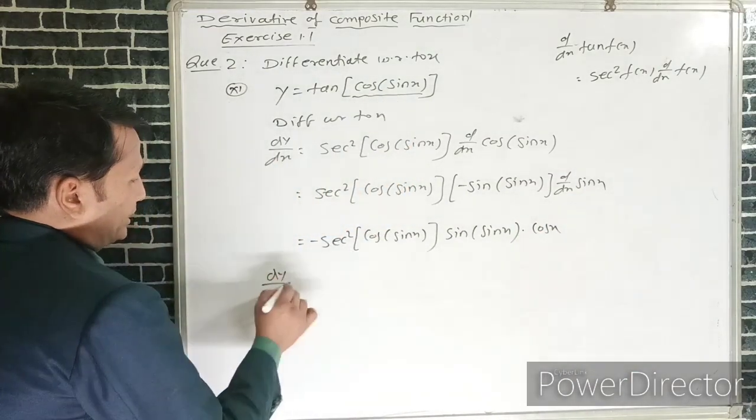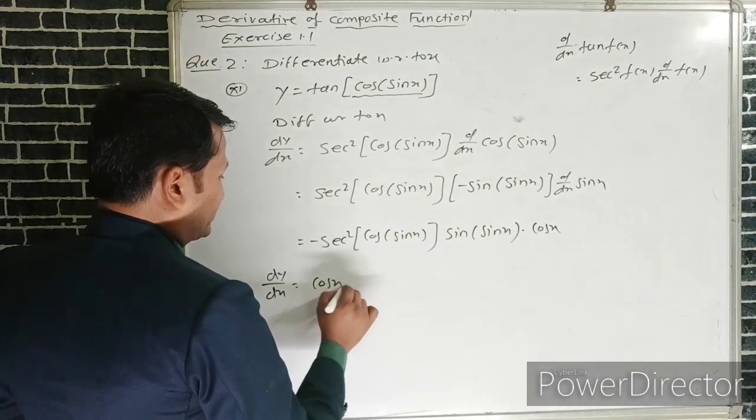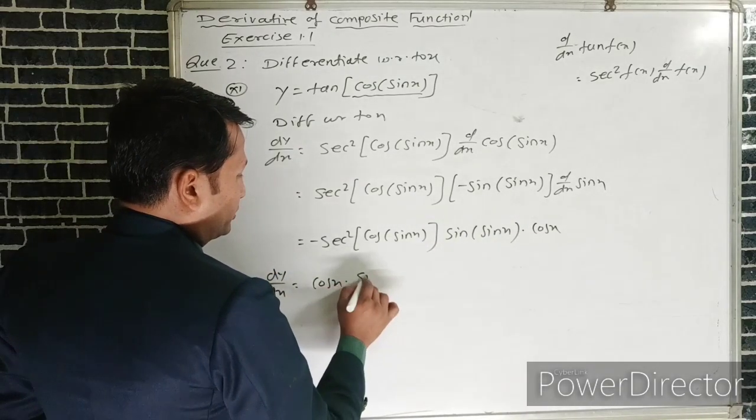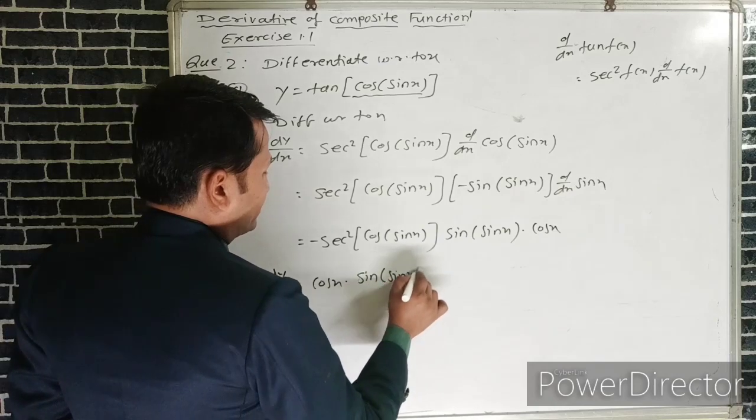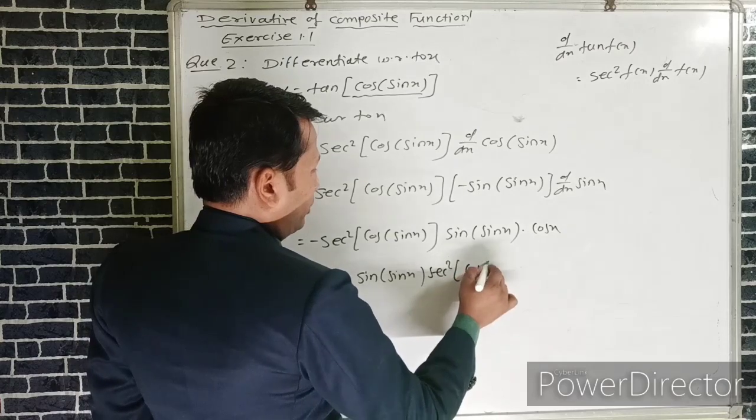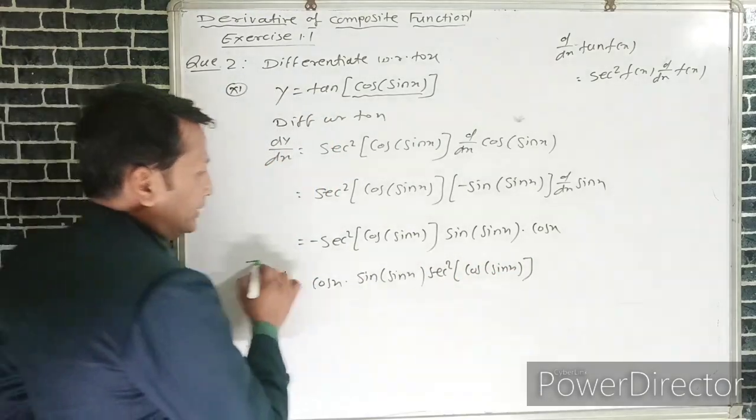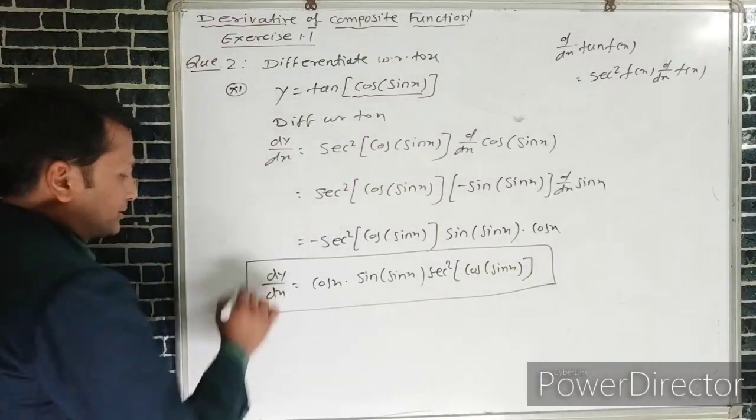Hence we can write dy by dx is cos x into sin of sin x into sec square cos of sin x, which is the required derivative of y, dy upon dx.